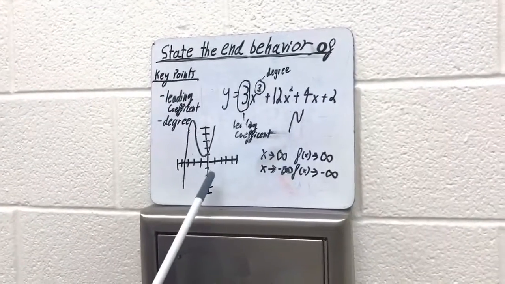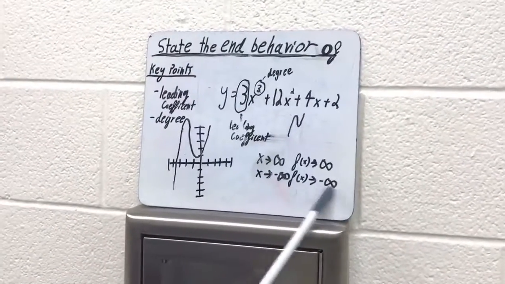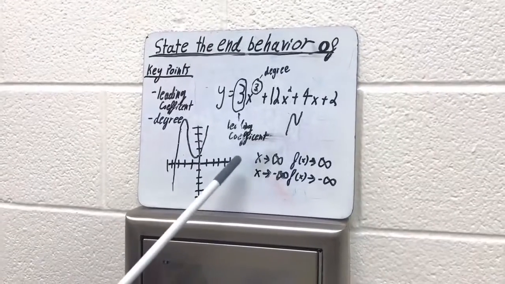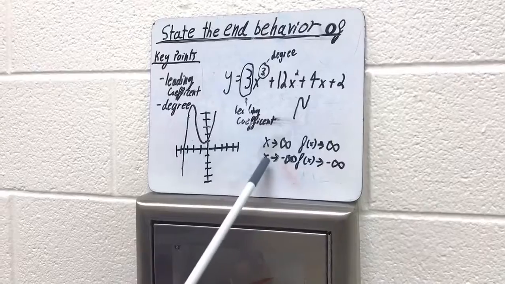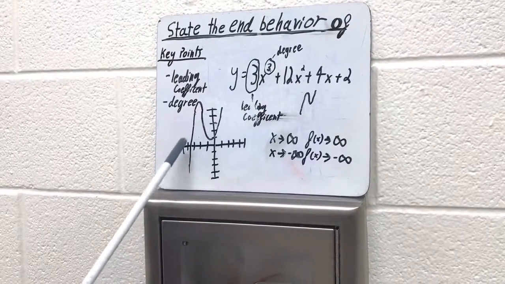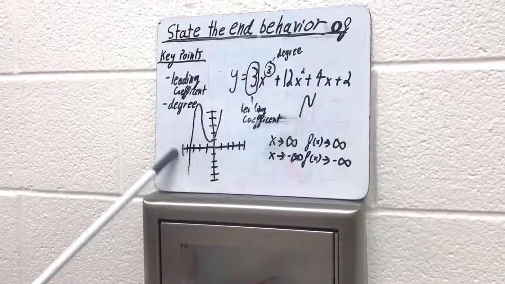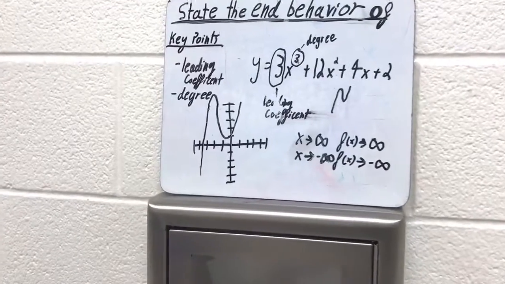Once you have it plugged into your calculator, you can come over here to your equation and plug it in. So as x goes positive, you see that f of x goes positive as well. When x goes negative, you see that f of x goes negative right here. That's your problem.